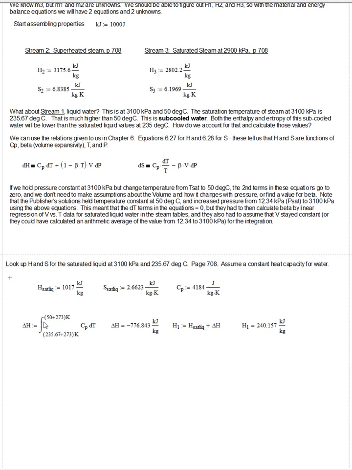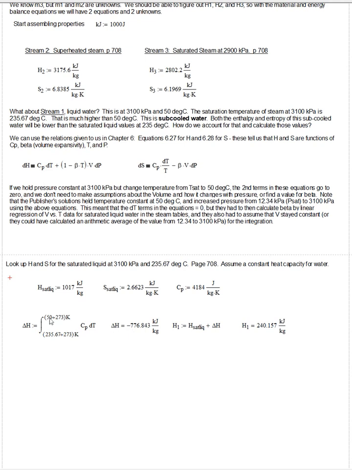Delta H is equal to the integral of Cp dT. I'm going from T1, which is my saturation temperature, to T2, which is my 50 degrees C. And notice I put everything in Kelvin just because I'm working in MathCAD. If I do this integral, I get a delta H of minus 776 kilojoules per kilogram.